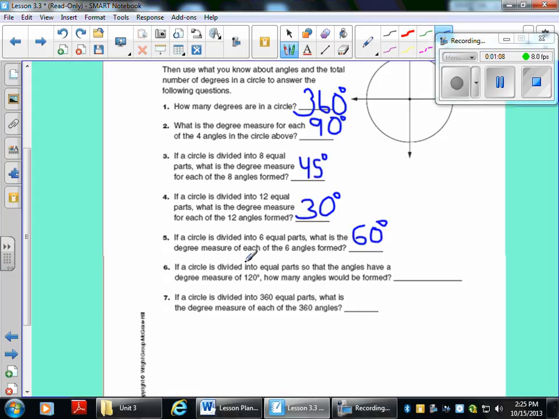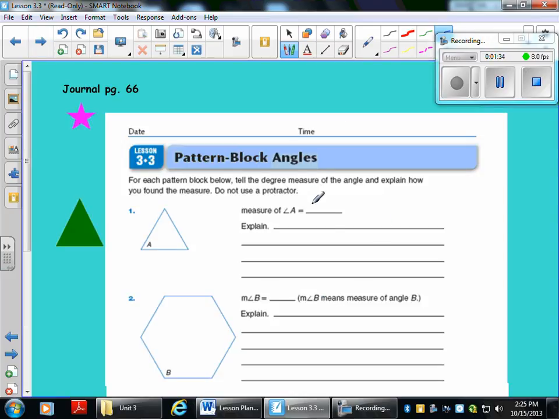The circle is divided into equal parts so that the angles have a degree measure of 120. How many angles would there be? Well, 120 plus 120 plus 120 equals 360, so that'd be 3 angles. The circle is divided into 360 equal parts. What is the degree measure for each of the 360 angles? 360 divided by 360 would equal 1. I'm going to keep on cruising along here.